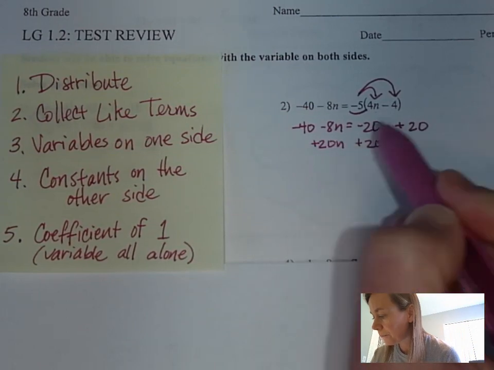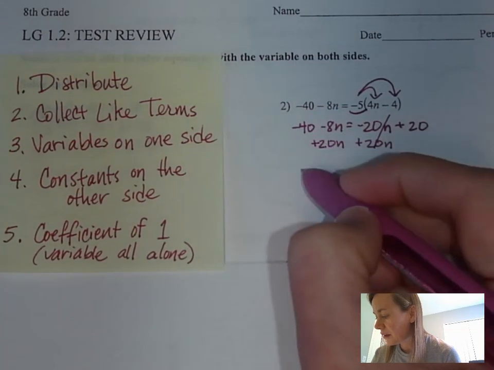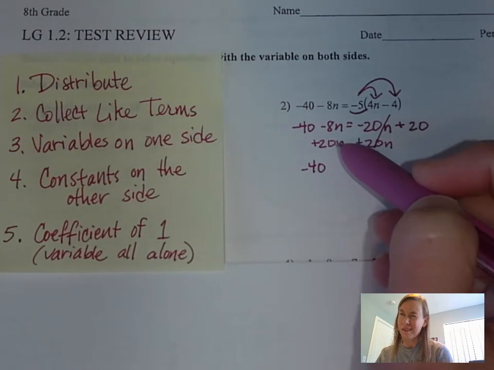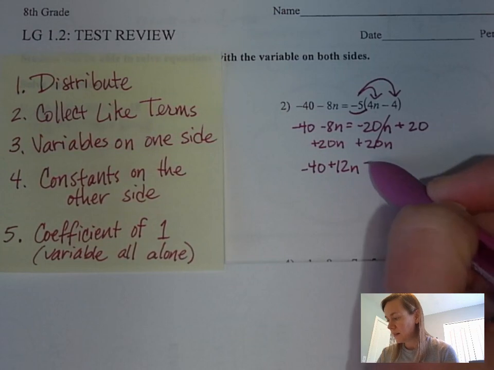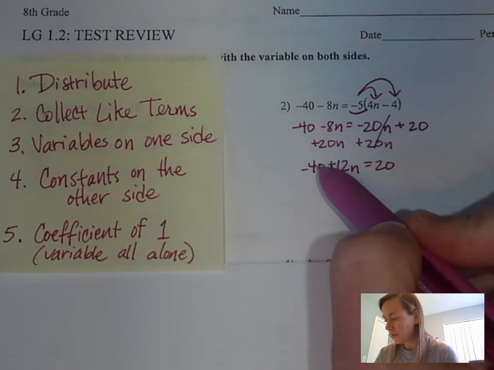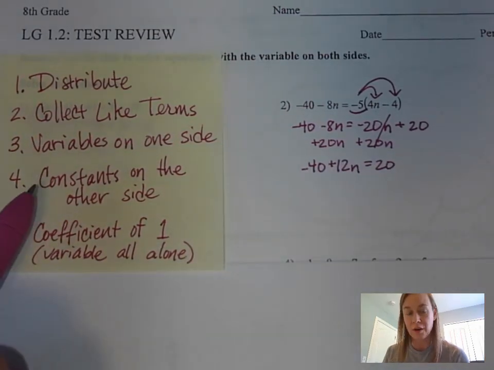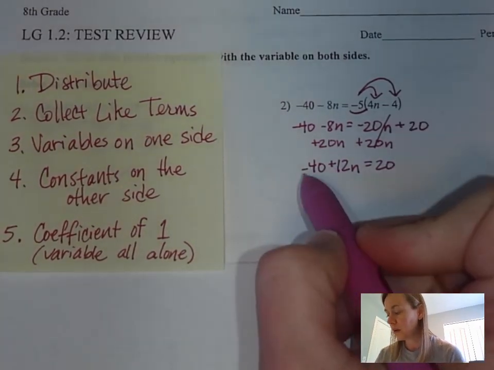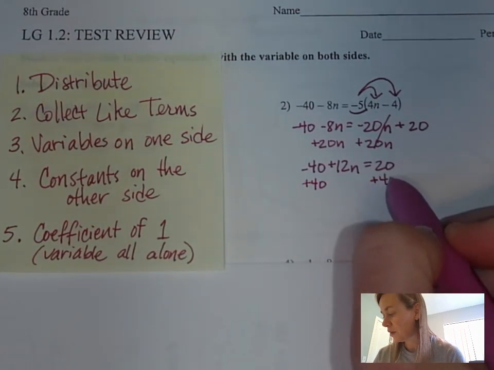sides. So those will become 0. Here, let's go ahead and bring down our -40. And then -8 plus 20n is going to give us 12n, a +12n. And that's just going to equal 20. Okie dokie. So now we want all the constants on the other side, as it says here in step 4. So we got to get rid of that 40. We want all the constants over here. We're going to get rid of 40 by adding it. Plus 40 on both sides.